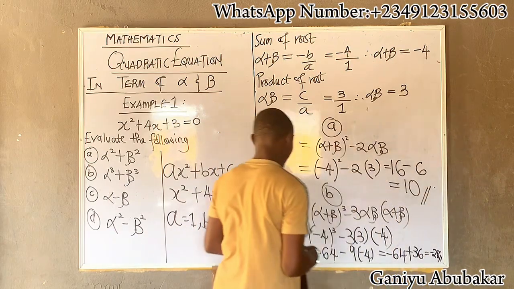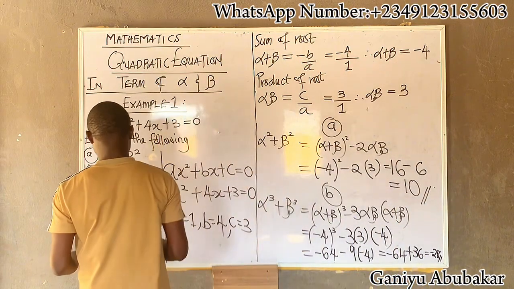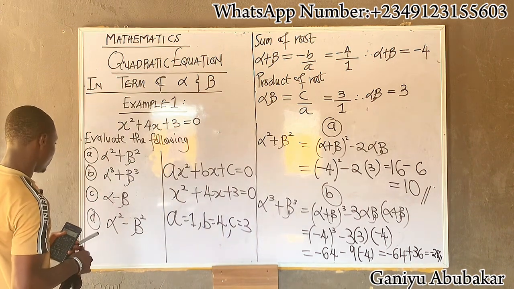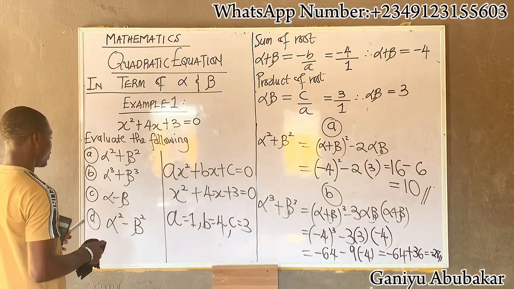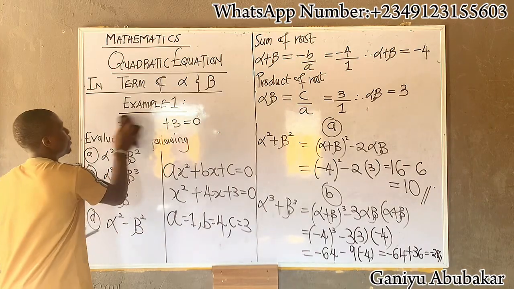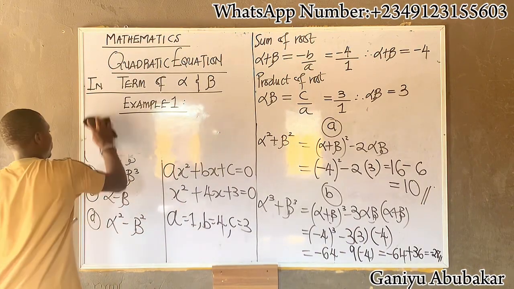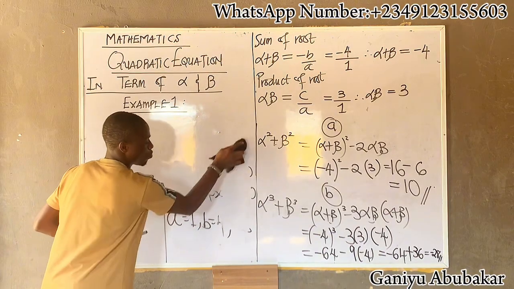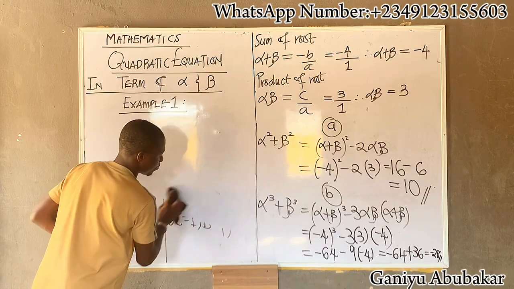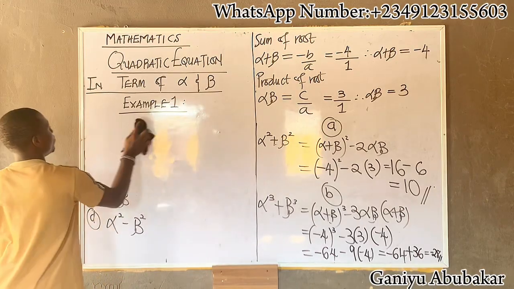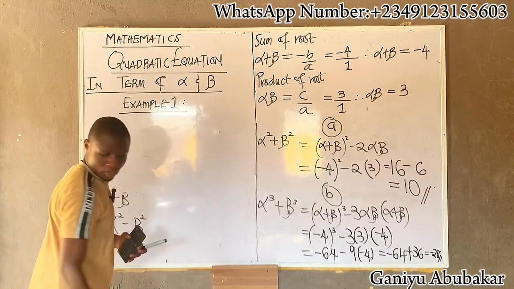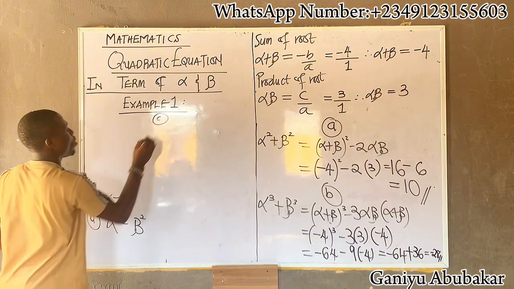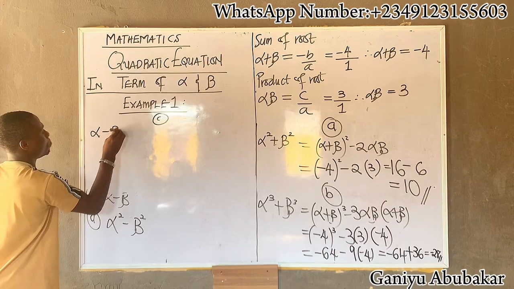Let's do question C and D. Question C, alpha minus beta. Question C says to find alpha minus beta.